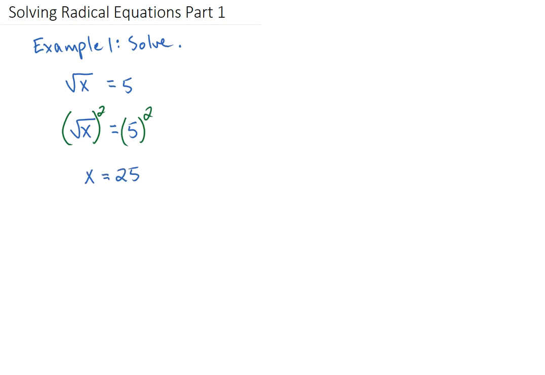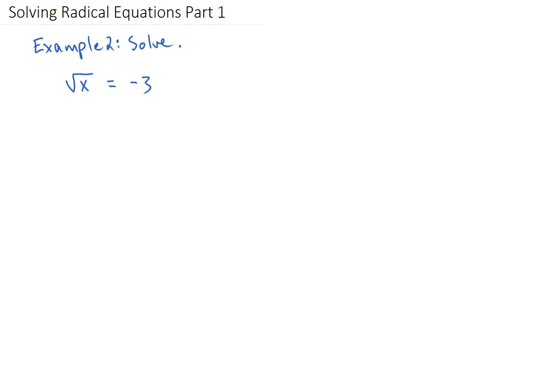So that's the general idea. We want to undo the square root, so we square it. If we happen to have a cube root, we would undo that by cubing it. Now there are a few curveballs that we need to talk about with this. They're not too bad, but the first one is that we can't always trust the solving steps of this process.